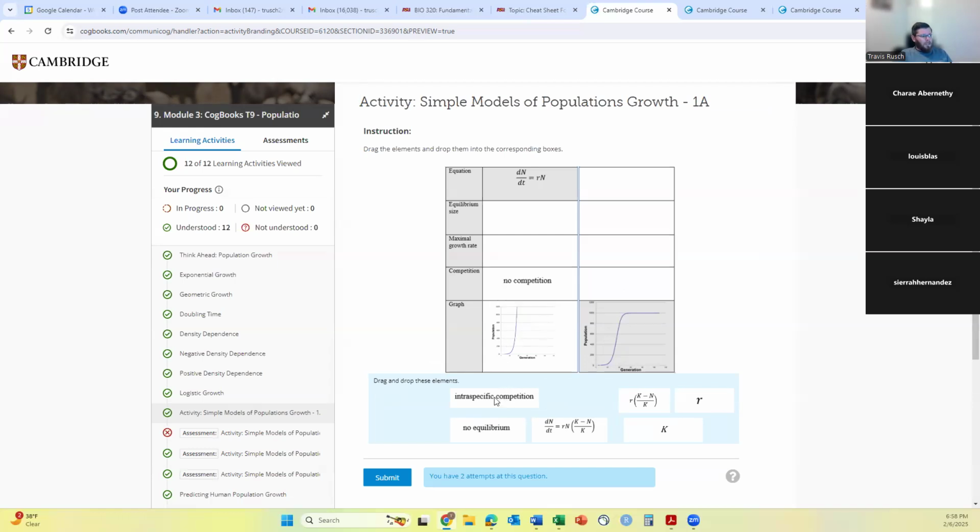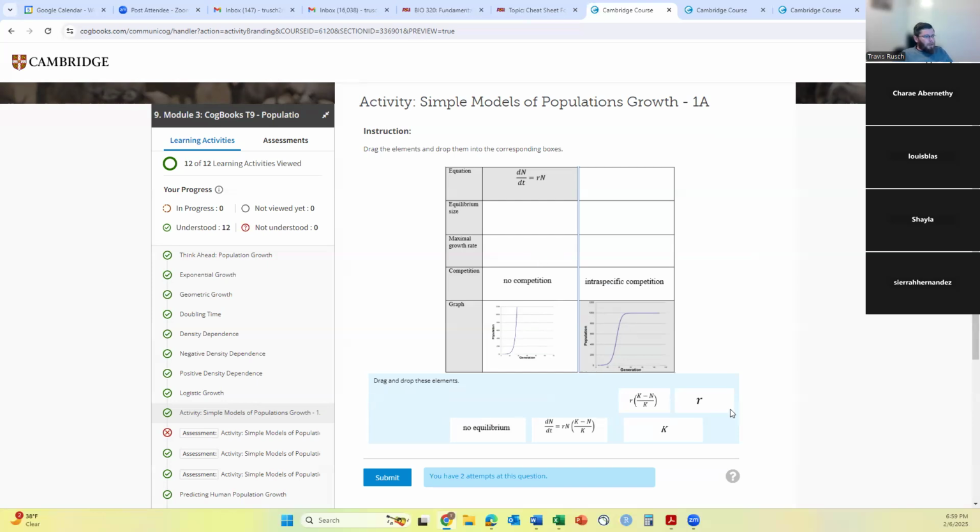And then logistic does assume a little bit of competition, but intraspecific, so that's within the species. If we're talking about deer, it's just deer competing with deer, not necessarily deer competing with birds or rabbits for food resources.